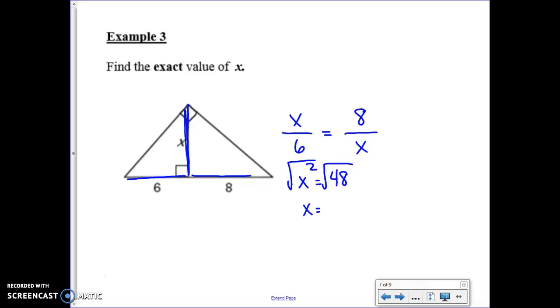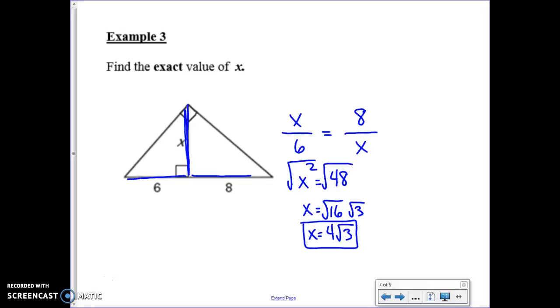We're going to start thinking through simplifying radicals. So my perfect square that will go into 48 is 16. I have 3 left over. 16 times 3 is 48. So square root of 16 is 4. And I have radical 3 left over.